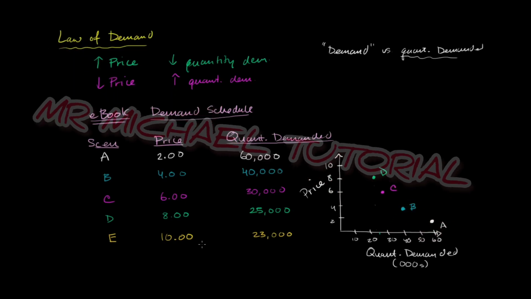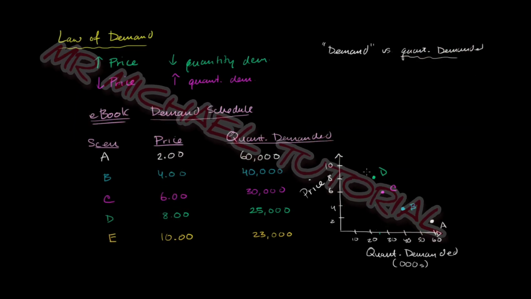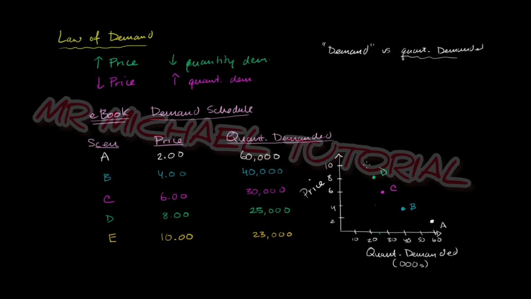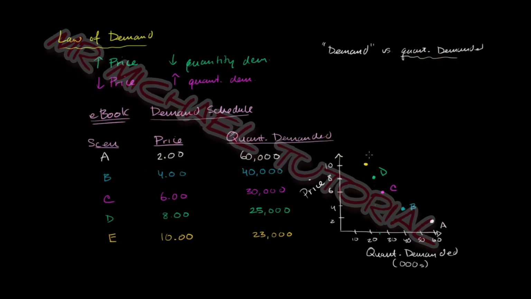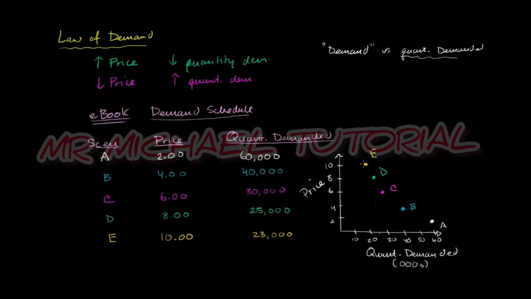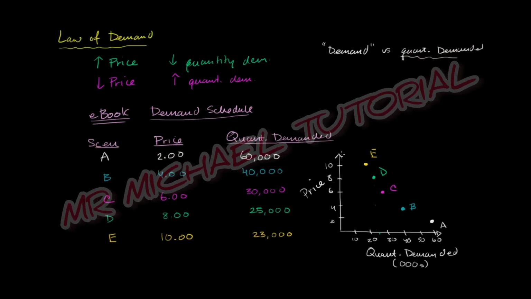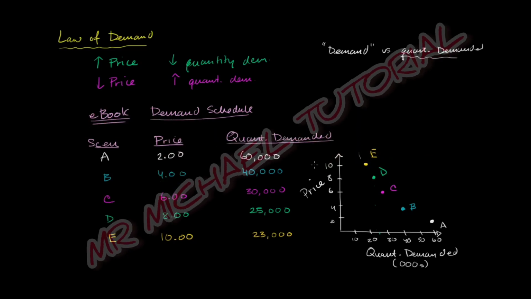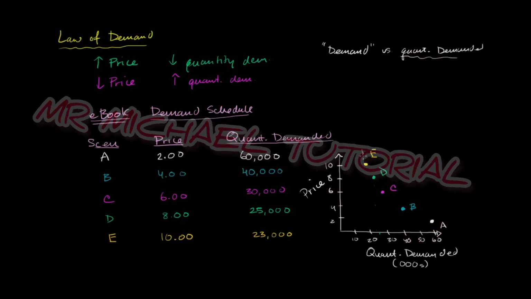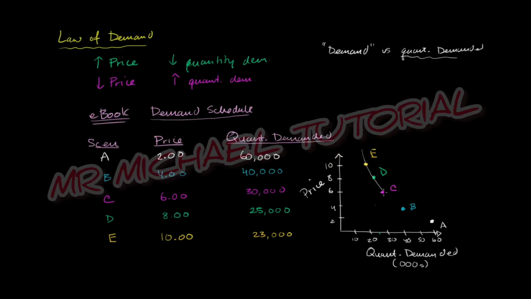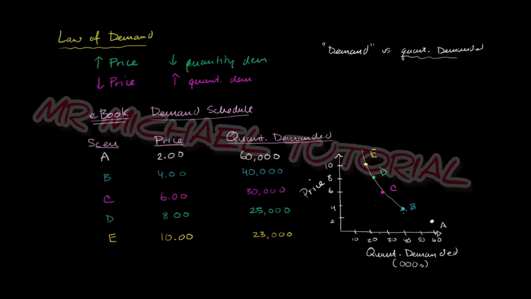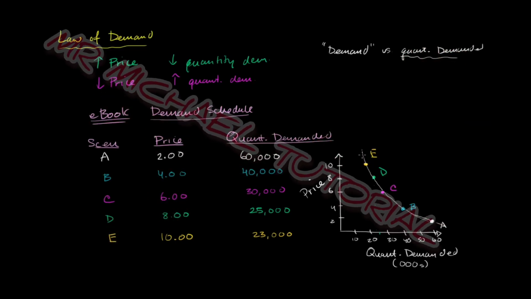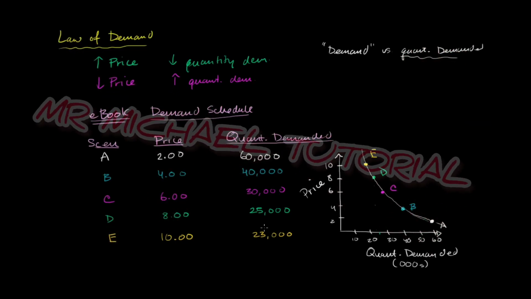And then finally scenario E, $10, 23,000 units. So it might be something like that. That is scenario E. And so we could actually have prices anywhere in between that, and maybe we could even go further. So if I were to draw the demand curve, it could look something like this. I'm trying to do my best to draw it as a continuous line, could look something like that. And it could keep going on and on. And so these are two ways to show demand.